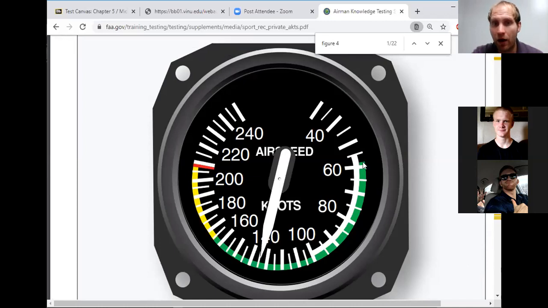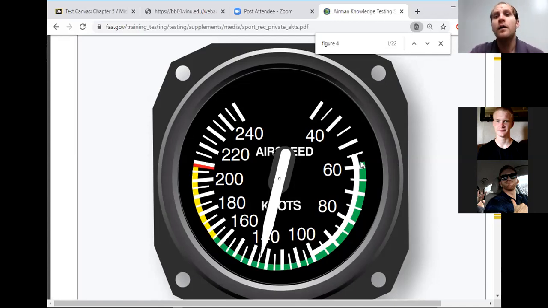That's the bottom of the green arc. Whereas the top of the green arc, where it meets the green and the yellow, that's VNO, maximum structural cruising speed. I think a lot of students are getting confused on this question because it says the lower limit of the green arc. So this, where my mouse is, is the lower limit. I could see why some students think it's the upper limit, but negative, this is the lower limit. The lower valued numbers here, the lower limit.